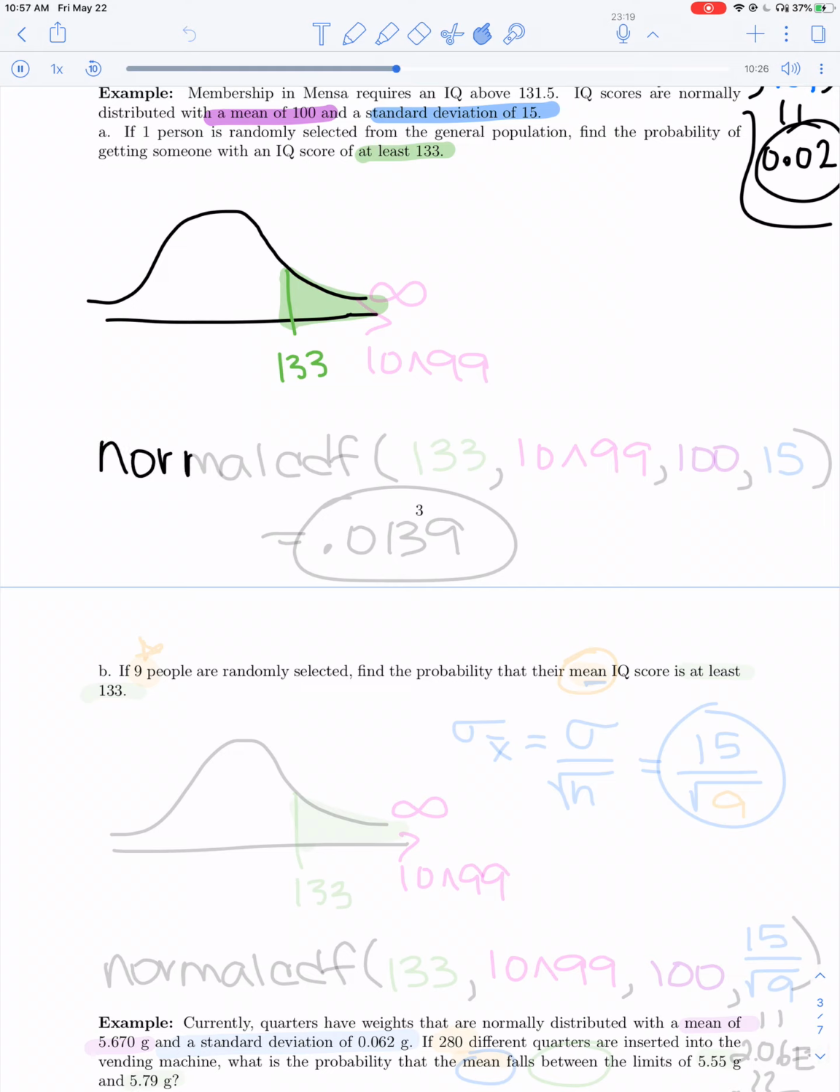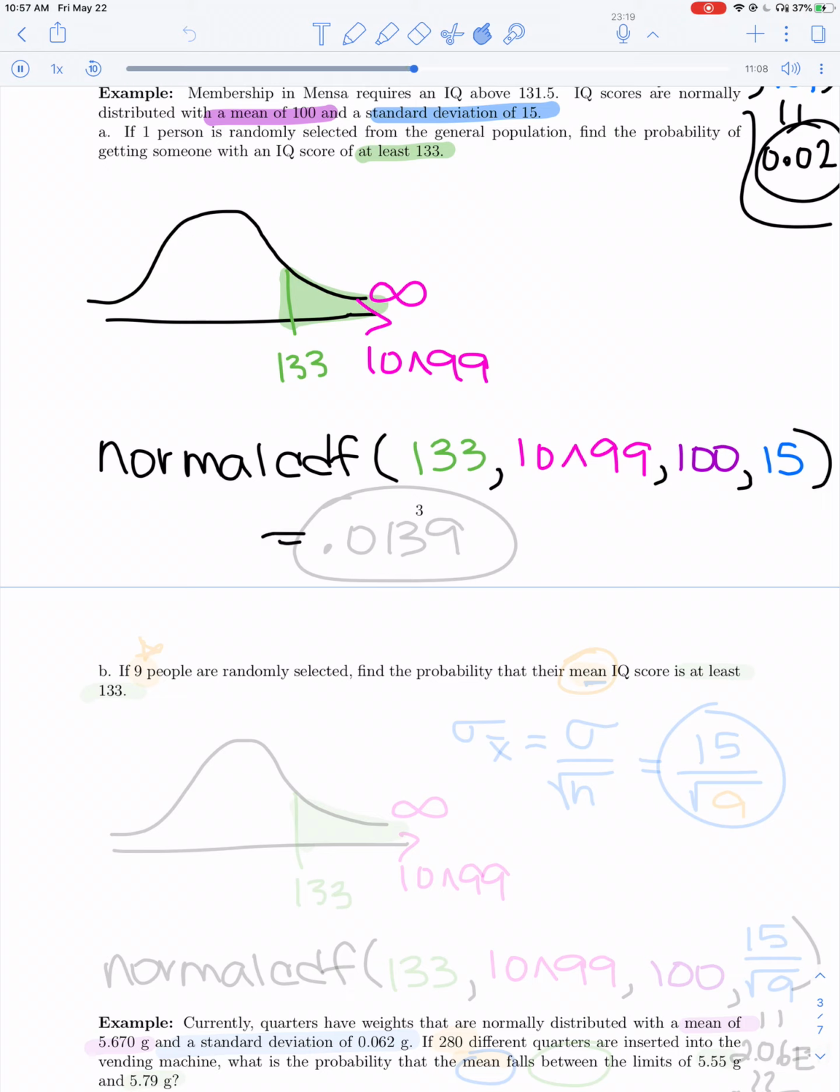I'll start out with my normal CDF, and we'll start with our starting value, which is 133, comma, this graph continues on to the right forever towards infinity, so we'll use a positive 10 to the 99th, comma, next we have to give the mean, which is 100, comma, the next part we have to give is the standard deviation, which is 15 for this problem, and then our calculator will do all the heavy lifting for us and find the area probability here.